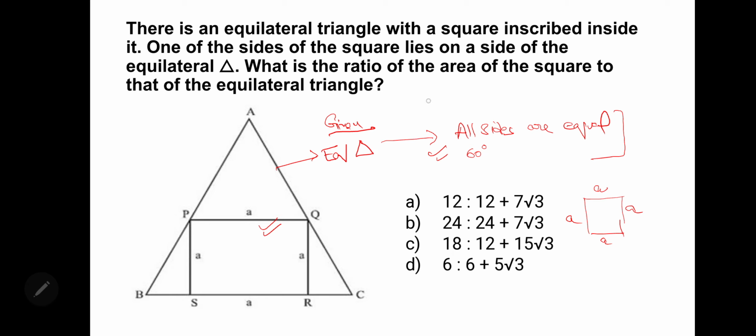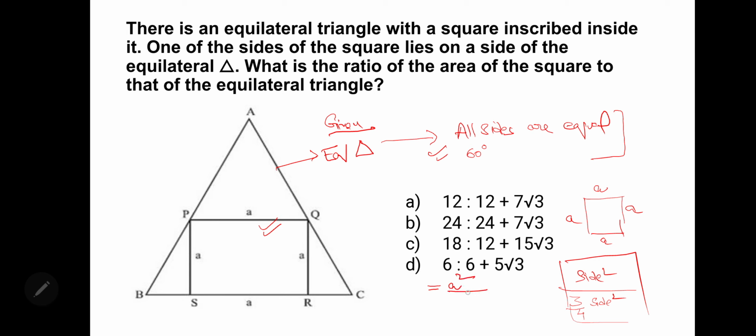And what is being asked, what is the ratio of the area of the square? The area of the square would be side square, correct, to that of the equilateral triangle. So what is the area of an equilateral triangle? √3 by 4 times the side of the triangle squared. This is the area we need to find out. So the first thing is the area of the square in terms of the side a, we know that is side square. So can I write this as a square?